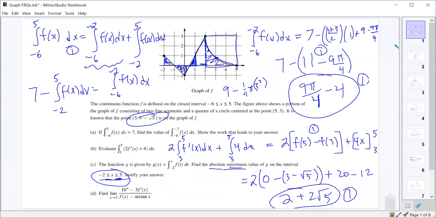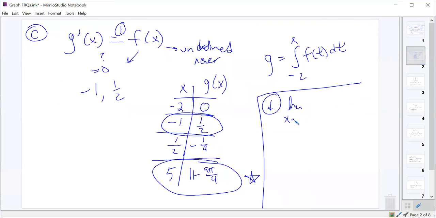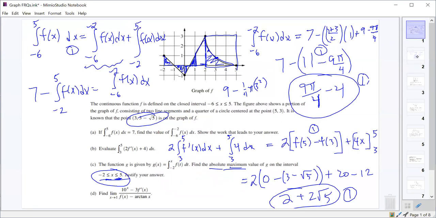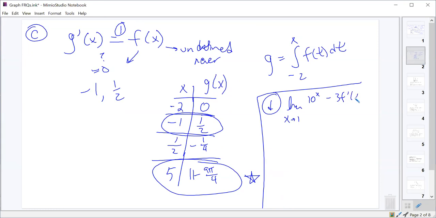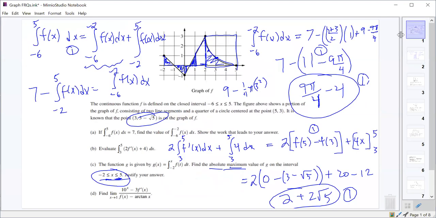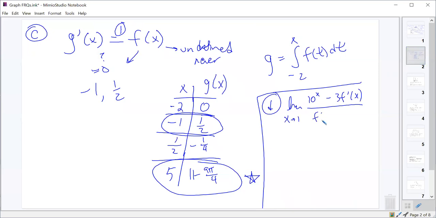All right, part D, we're looking for the limit as x approaches 1 of 10 to the x minus 3f prime of x over f of x minus inverse tangent x. A good majority of the time, when they just give you some random limit, it usually ends up being L'Hopital's rule. So they're probably thinking people will immediately go to L'Hopital's rule with this and then get an incorrect answer. But it doesn't really require L'Hopital's rule.